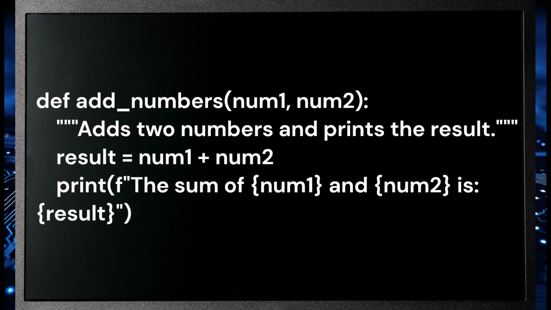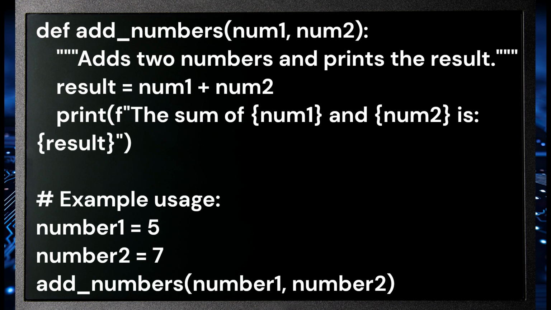Here, we've created a function called add_numbers, which takes two parameters called number1 and number2. The function adds the two numbers together and prints the result. Here, we've called the function add_numbers with the arguments 5 and 7. The code will print the result of adding the two numbers together, which is 12.